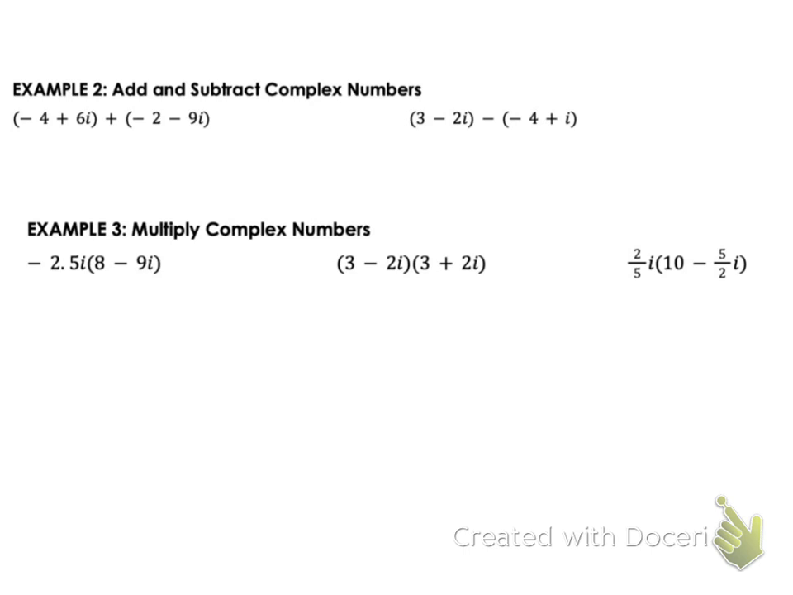Next part here, adding and subtracting. So adding and subtracting, we treat the i's just like we would a variable, okay? They're the same variable with the same exponent, so you can add and subtract them. So here that would just be negative 4 plus 6i minus 2 minus 9i. So we can do negative 4 minus 2, which gives me negative 6. And then 6i minus 9i gives me negative 3i.